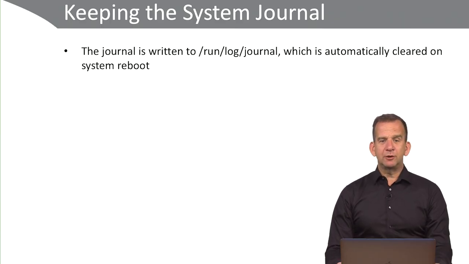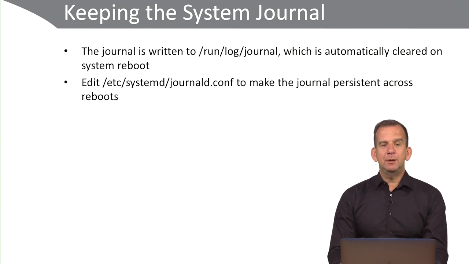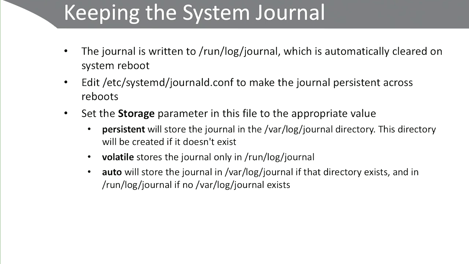So the journal is written to /run/log/journal by default, and this directory is automatically cleared on a system reboot. If you don't want that to happen, you can edit the /etc/systemd/journald.conf configuration file to make the journal persistent across reboots. In this file you will find the Storage parameter, and this parameter can have 3 different values. The option persistent will store the journal in the /var/log/journal directory.